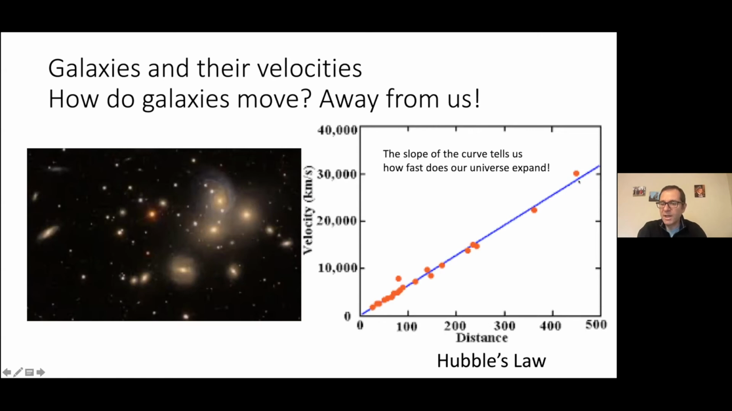Here you see red points, these are the galaxies, distance in some astronomers' units, and velocity. Positive velocities correspond to galaxies that move away from us. Negative velocities would be galaxies that move towards us. In these examples that Hubble had, all the galaxies were actually doing what?